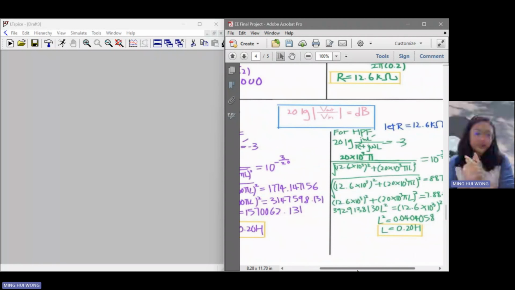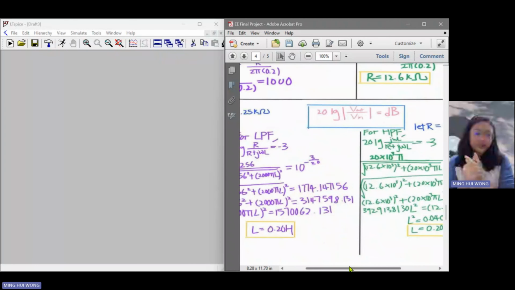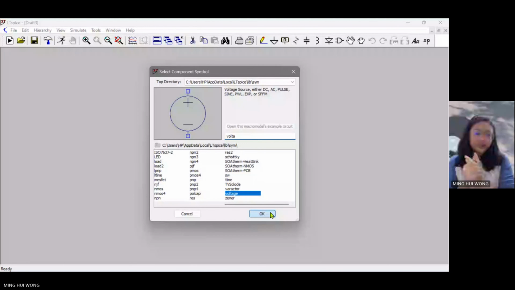Before I construct the circuit, I want to mention that the low pass filter and high pass filter must be parallel to each other. Let us construct the circuit with the same method as question one, so that the low pass and high pass are parallel to each other and the circuit can work very well.